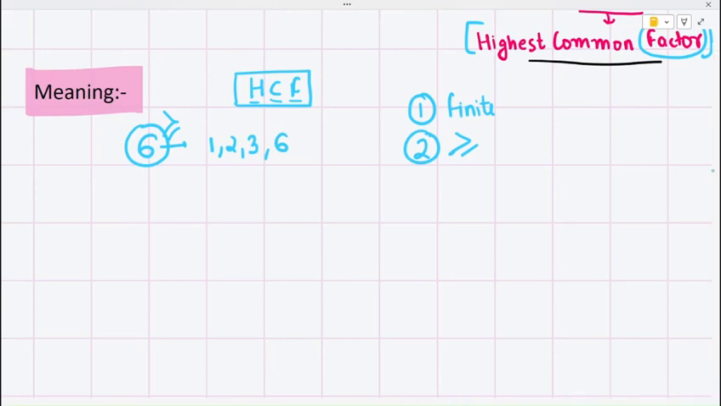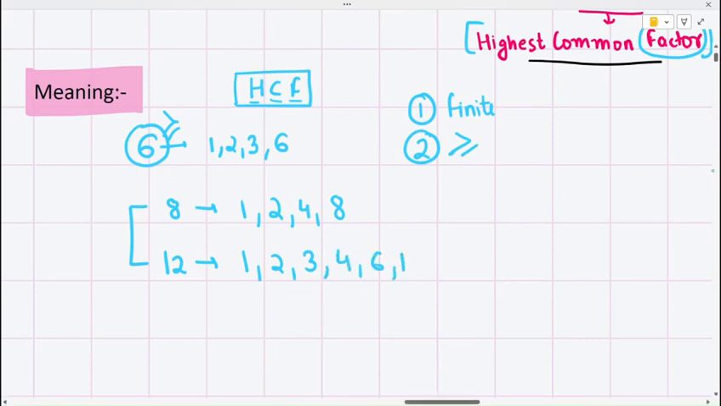So we'll take up an example of two numbers for now, that is 8 and 12. To know the highest common factor of 8 and 12, we first need to find out what are all the factors of 8 and 12. So 8 has factors like 1, 2, 4 and 8 itself, and 12 has factors like 1, 2, 3, 4, 6 and 12. So these are the numbers which can divide 12 completely, and these are the numbers which can divide 8 completely. So they are the respective factors of the respective numbers.